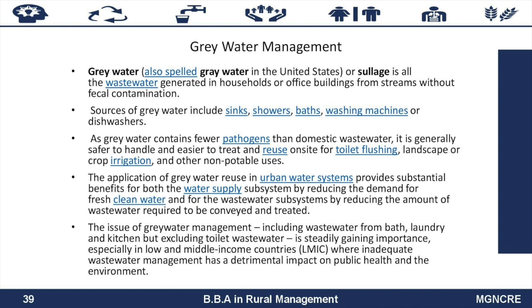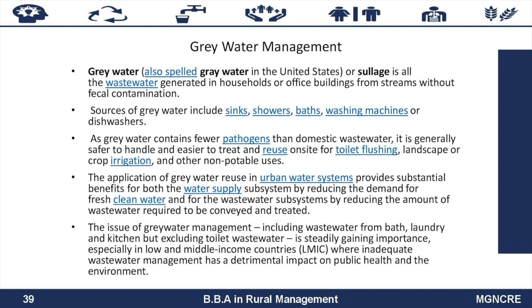The sources of grey water include sinks, showers, baths, washing machines or dishwashers. So all the sources in a household except the toilet can be a source of grey water.